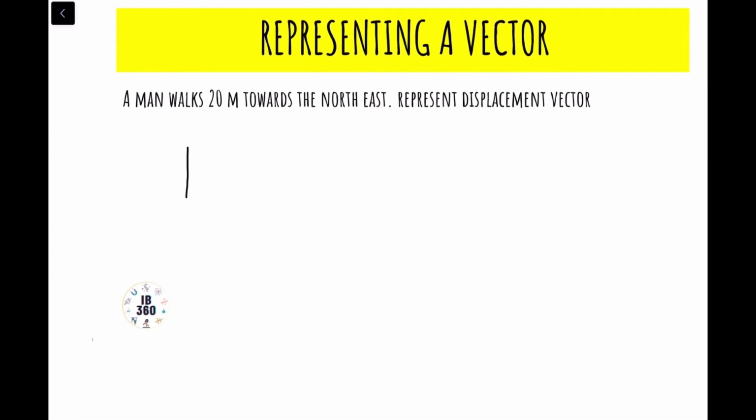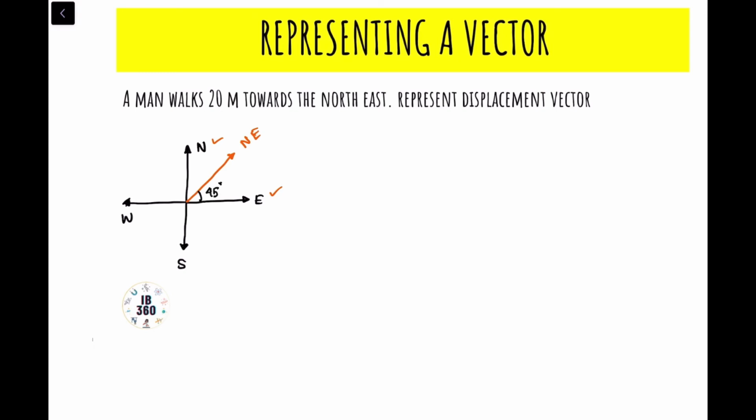So see, this is north, this is south, this is east, and this is west, right? So northeast is actually in between the north and the east. So northeast is in this manner, right? So this is northeast, and northeast is at an angle 45 degree from the east.